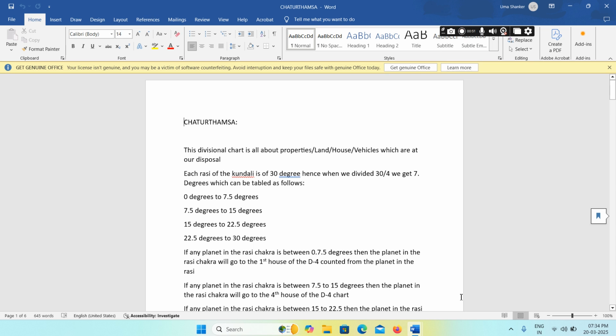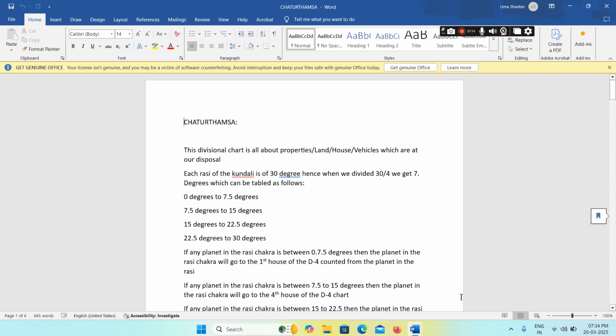Rashi is like a root, whereas the divisional charts are the fruits of that root. If the root is very good, the fruit will also be very good. There are various divisional charts, out of which I'm going to discuss Chaturthamsa.